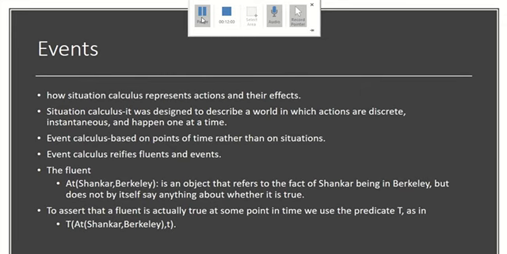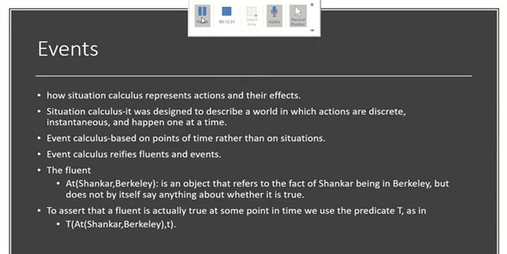But in the case of events, we deal with the event calculus. The event calculus is basically based on points of time rather than on situations. That means we look at what the state of that particular object is at a particular time. So we'll deal with that. Next, the event calculus refines fluents and events.